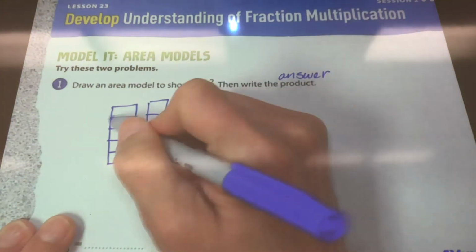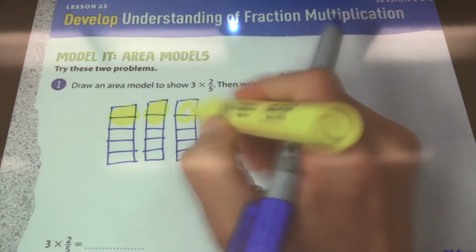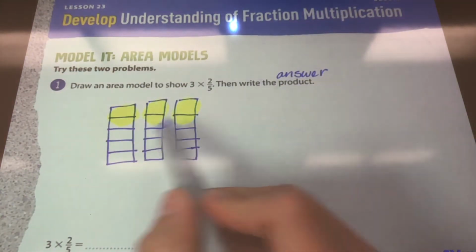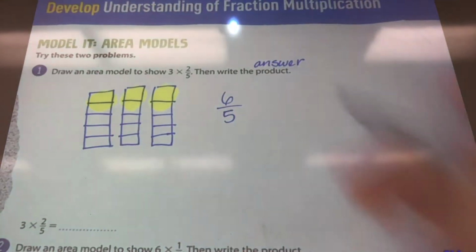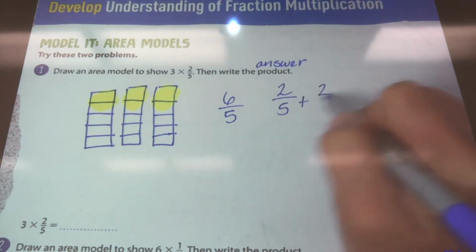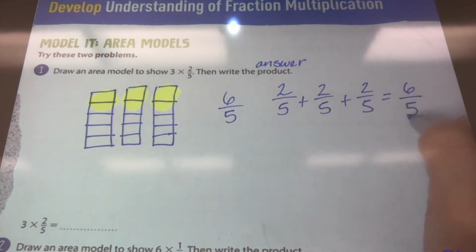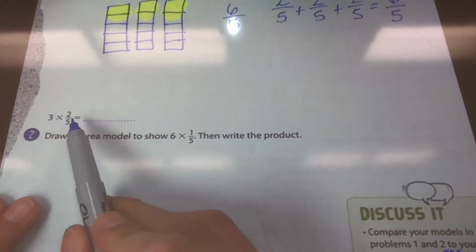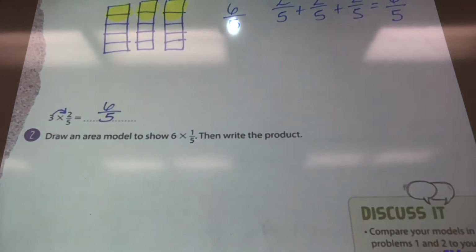Okay, and then I'm going to use a highlighter to shade in my 2/5. And I can see visually that this is 1, 2, 3, 4, 5, 6/5. But again, going back to how we learned in our last lesson, we can add those 3 groups together, 2/5 plus 2/5 plus 2/5. That gets us also 6/5. Or we can do what the book wants us to and simply multiply. We're going to multiply that whole number by the numerator, and we're going to get 6/5.